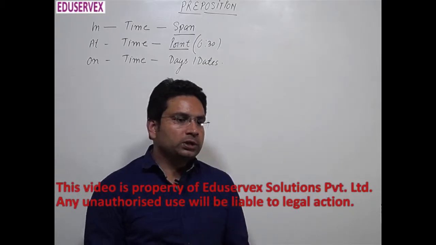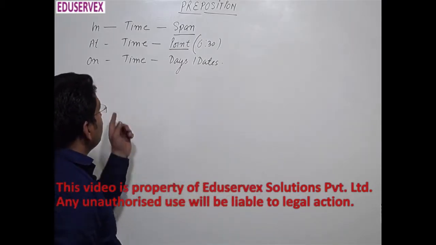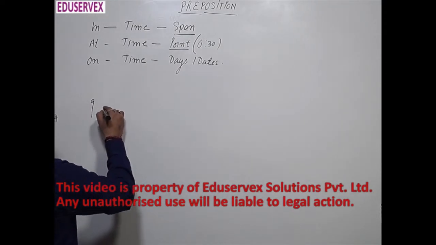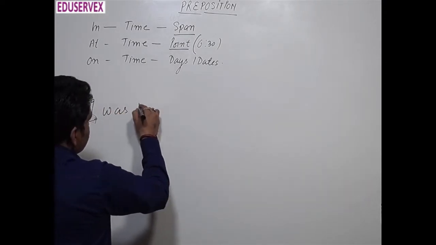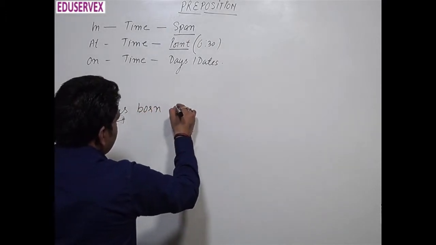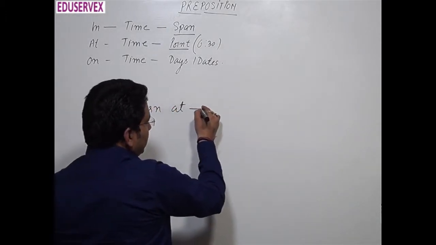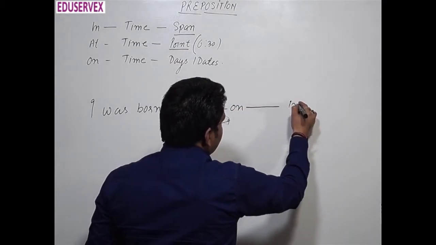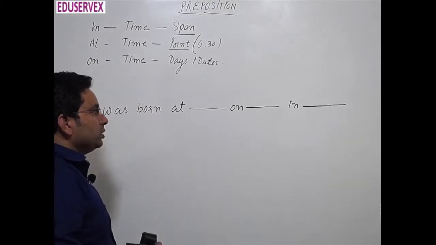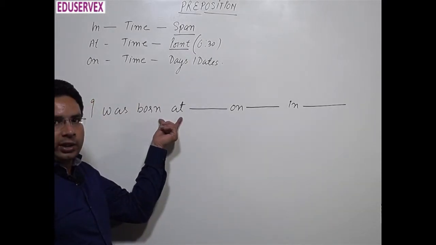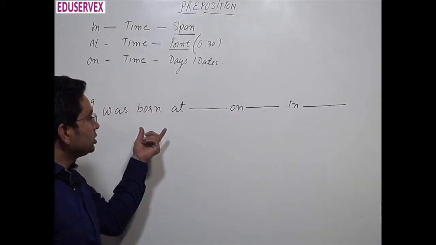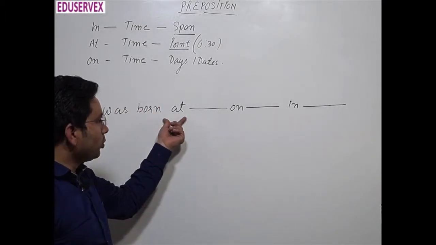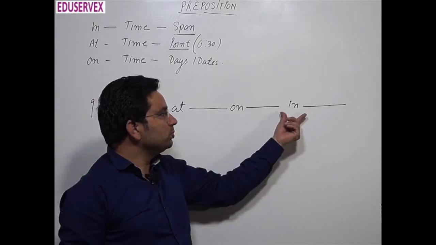So your date of birth can help you understand how to use at, on, in. Let's see. I have to write my date of birth like this: I was born at, then on, then in. This is also a common error in English. You have to write the prepositions from smaller to bigger one. It's okay. So smallest, smaller, bigger one.